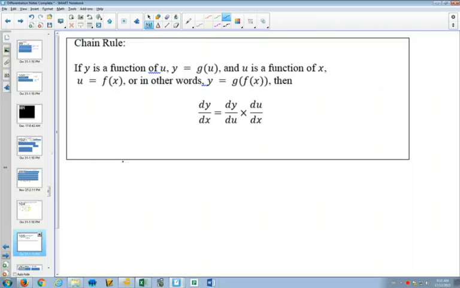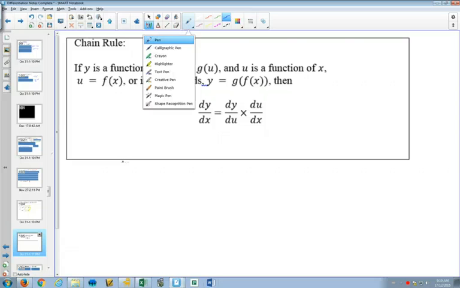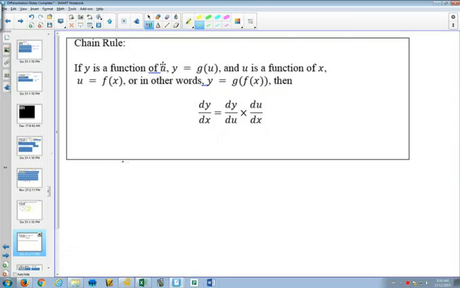We're going to highlight things so that we can see things better here. Okay? We have y is a function of u, and u is a function of x. So u is inside of y. And here we have f of x is inside of g of x.